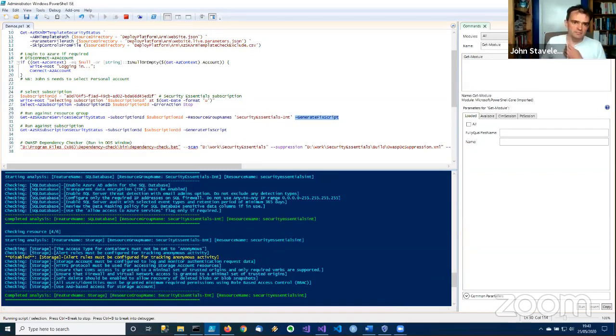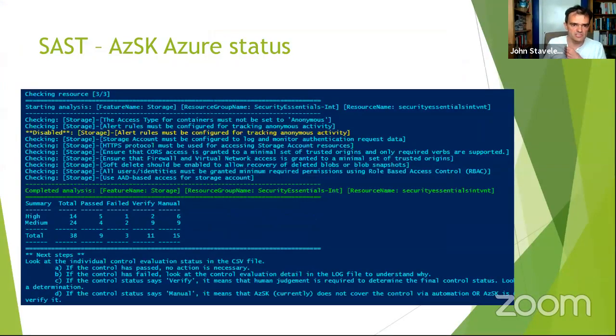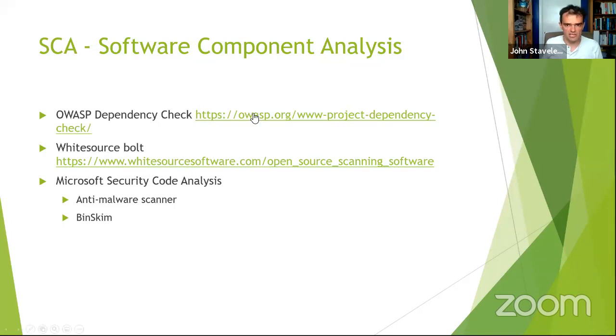So next up, software component analysis. We use a couple of packages here: the OWASP Dependency Check tool, which is very good, and WhiteSourceBolt, which adds a lot onto that. We're going to use Microsoft Security Code Analysis, checking for anti-malware, and doing a BinSkim looking for secure compiler settings.